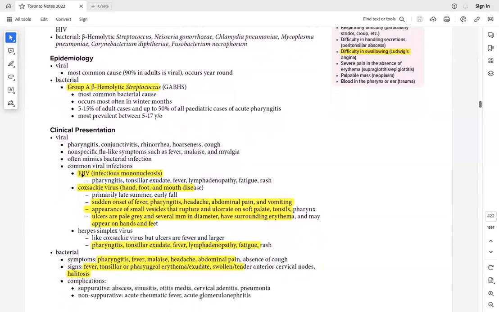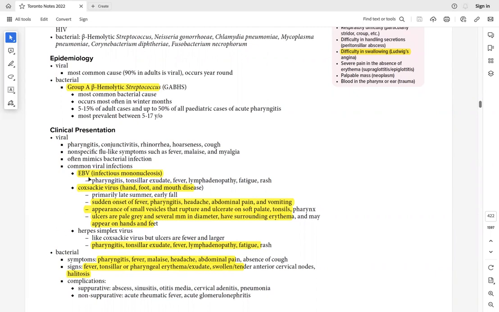What are the symptoms of viral clinical presentation? Pharyngitis, conjunctivitis, rhinorrhea, hoarseness, cough. One differentiating feature between the viral and the bacterial is, in viral there will be cough; in bacterial, there will be no cough. If the patient is presenting with cough, hoarseness of voice, conjunctivitis, low-grade fever, non-specific, not very high, it is most probably viral. What are the common viral infections? Epstein-Barr virus, Coxsackie virus, hand-foot-mouth disease, and herpes simplex.